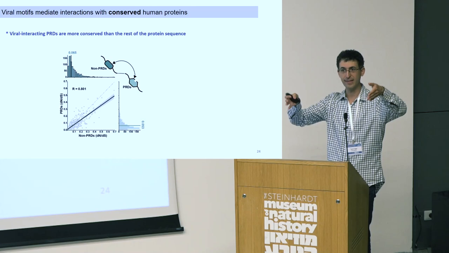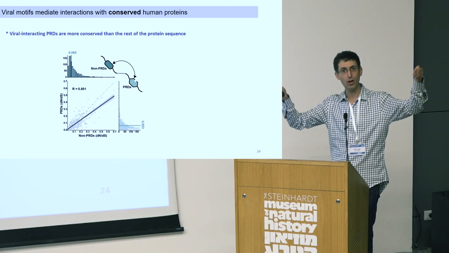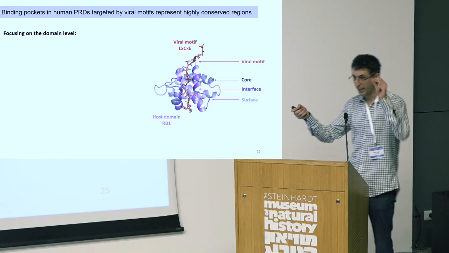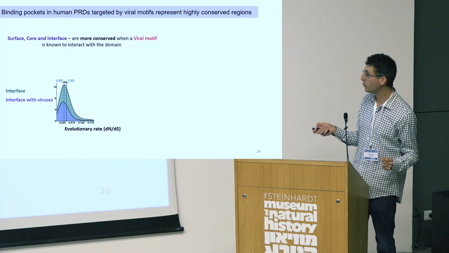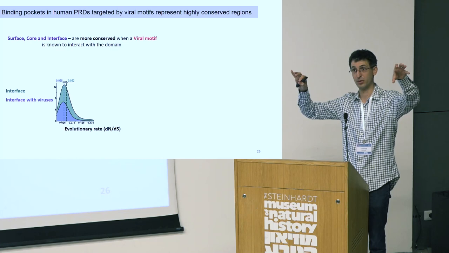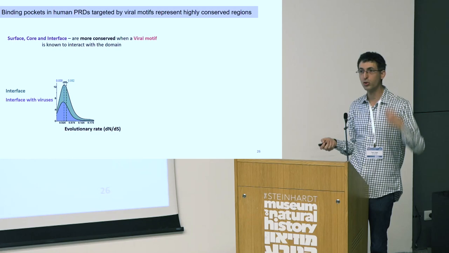So it's not that viruses only target conserved proteins, they also target conserved regions within these proteins. And we can also split these domains that bind motifs into the core, the surface, and the interface, being the part, the region that actually binds the motif. And what we saw here, when we contrasted the same domain, only domains that are known to bind viral motifs and domains that are not known to bind viral motifs, is that the interface always tends to be more conserved when the viruses interact with them through these motifs.